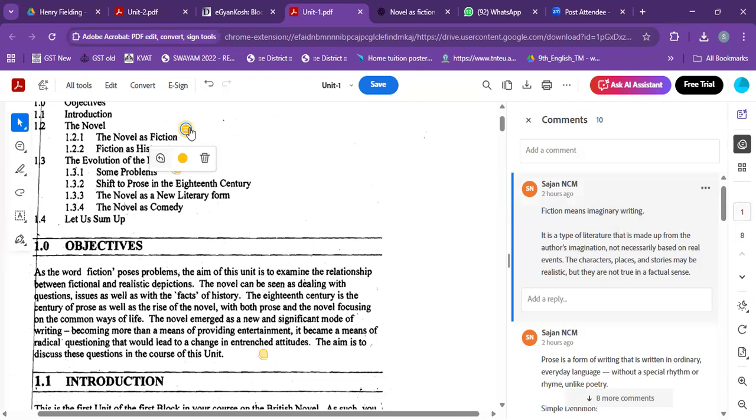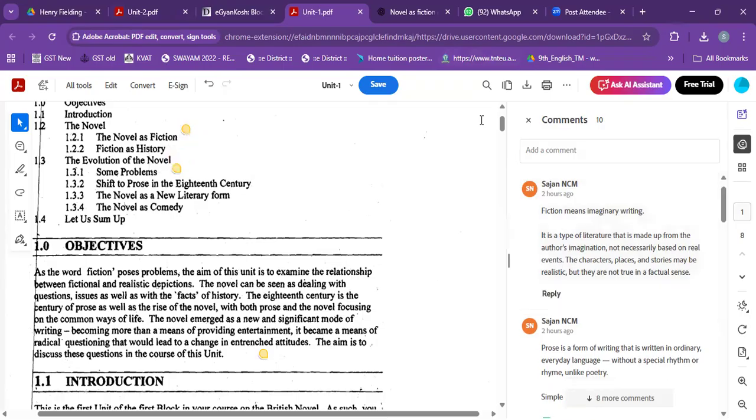Okay. It may not be true in a factual sense. Just give me one second. Oh, no problem. It's just raining. Some voice just came out and I was wondering what was happening.